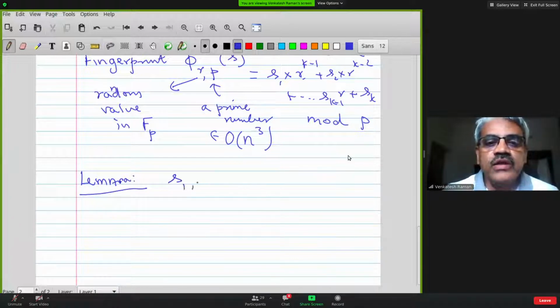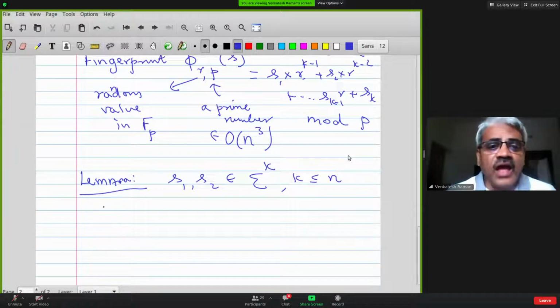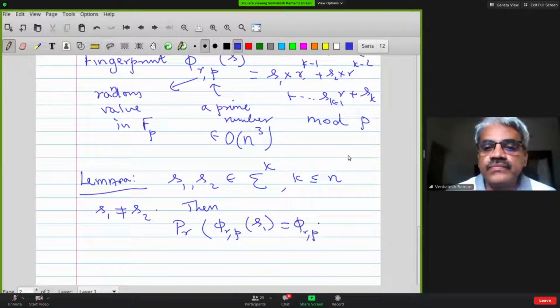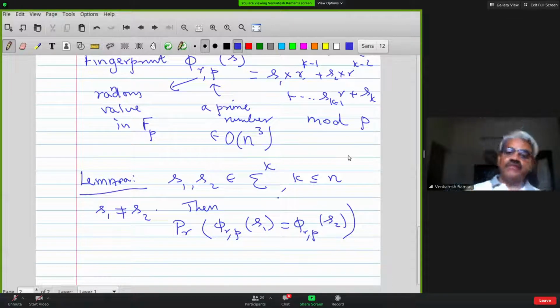Let S1, S2 be some strings of length k, where k is less than or equal to n. And suppose these two strings are not equal, then let's see the probability that the fingerprints will be equal. You see that this will actually be the error probability, right?